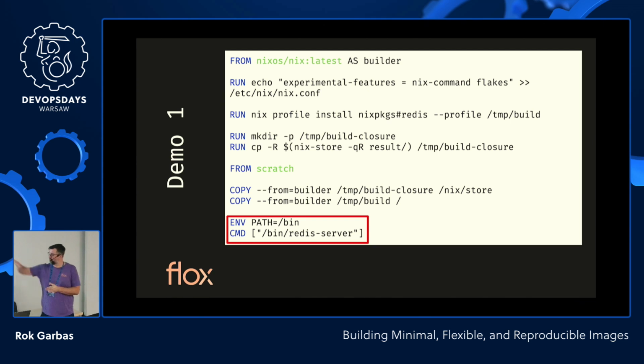Yes, yes. So we end up with the Docker image that contains everything that we want to install and their runtime dependencies, the full closure. That's the magic. And only that, nothing else. Please, another question.